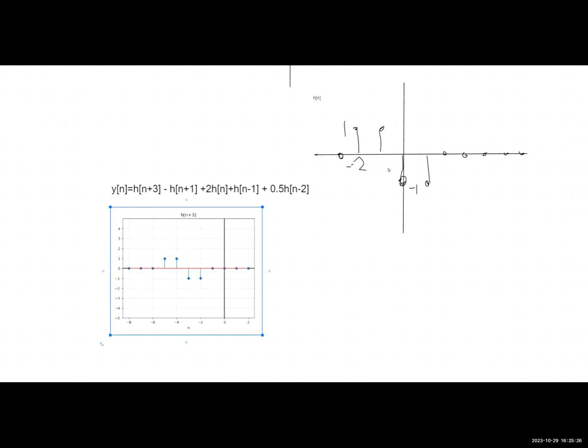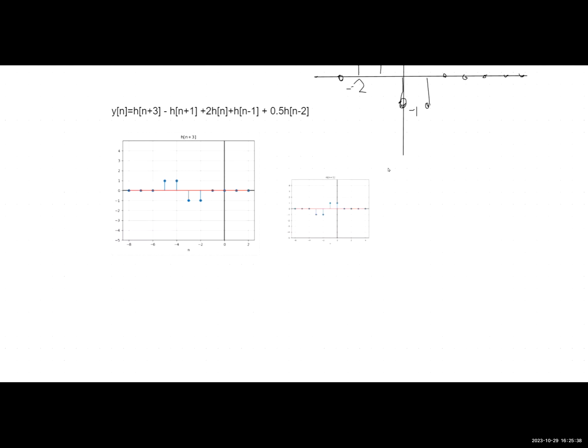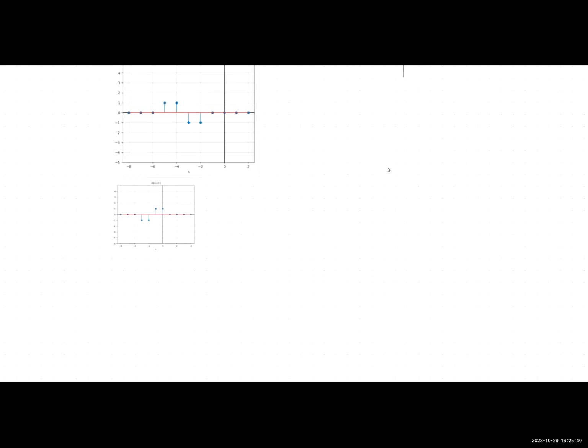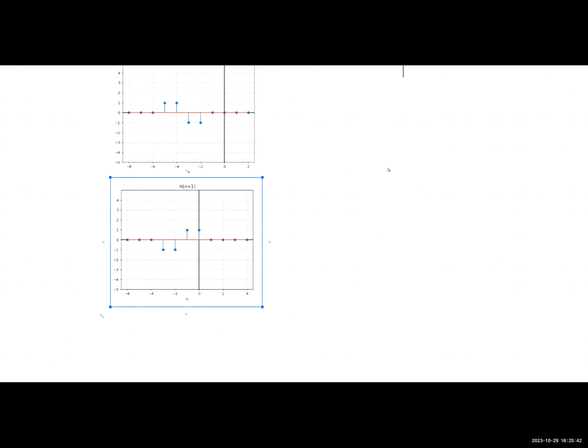I'm basically just taking h of n and shifting it 3 units to the left, and that's what I get. For negative h of n plus 1, I get this graph. And so to get this graph, I shift it over 1 unit to the left, and then multiply the amplitude by -1.